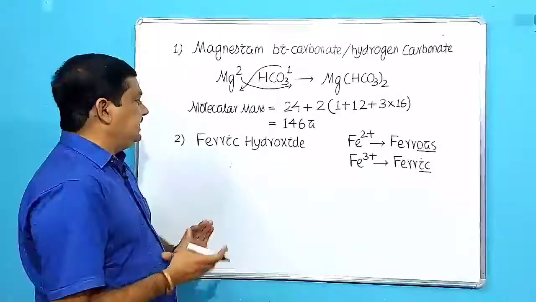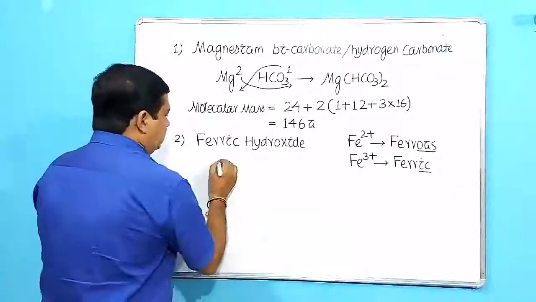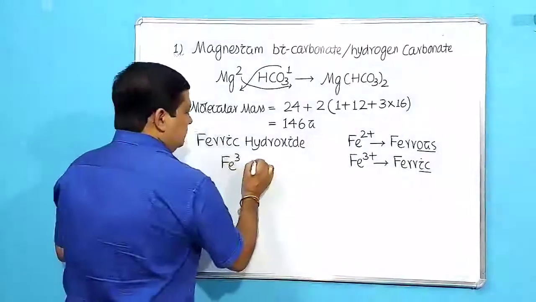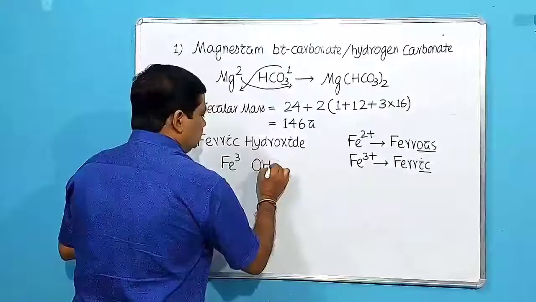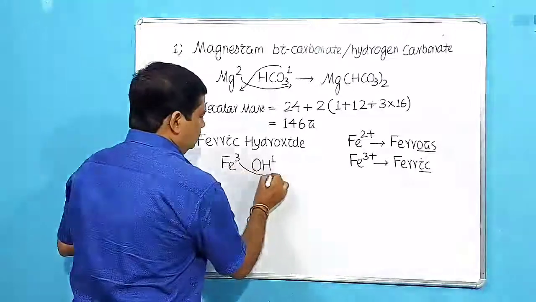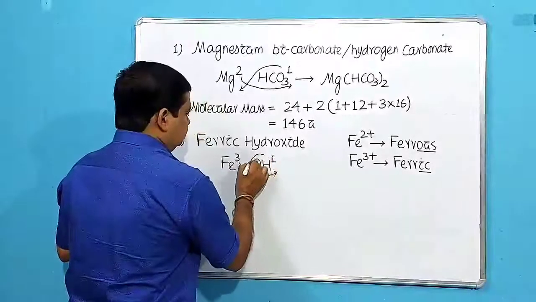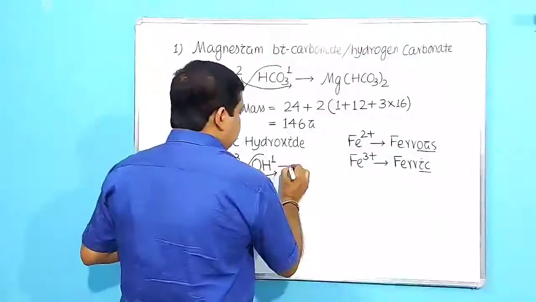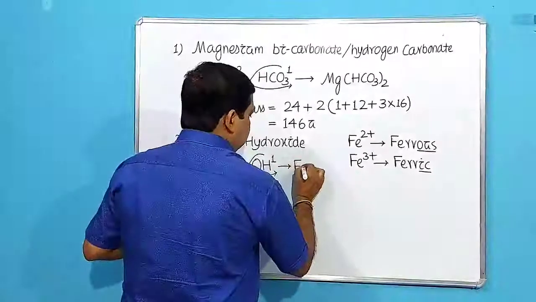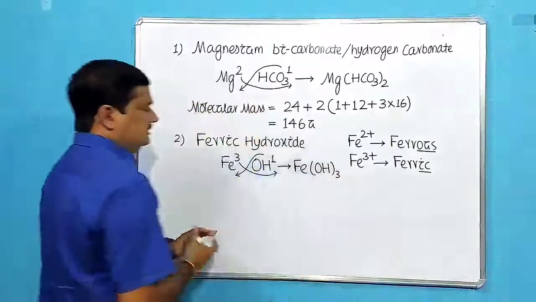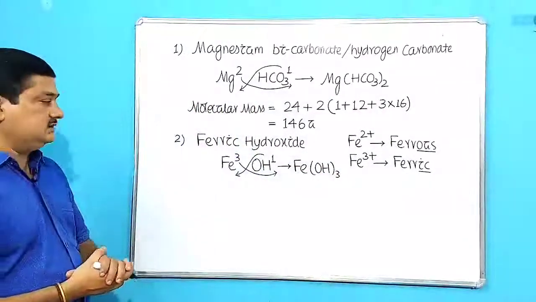Okay, so now ferric hydroxide. Ferric means Fe3. Then hydroxide, you know, OH minus, that means OH1. Okay, so Fe3 plus OH minus. So 3 will come here, 1 will come here. So what is the formula? Now Fe(OH) whole 3. This is the formula of ferric hydroxide.